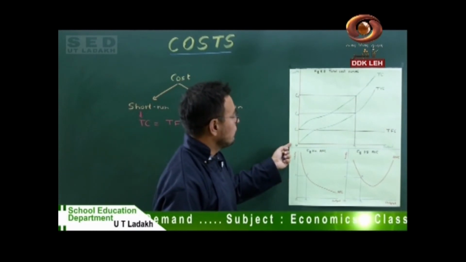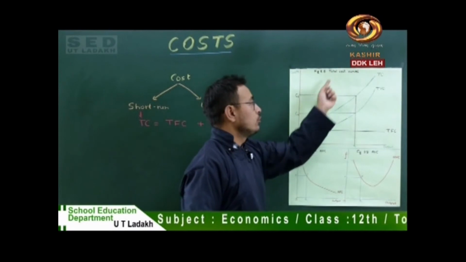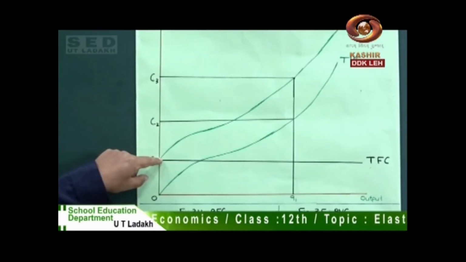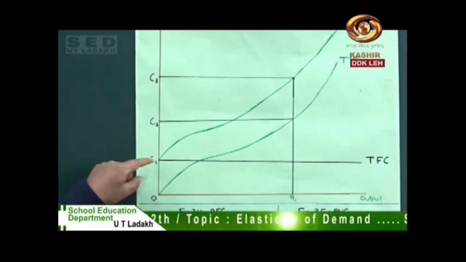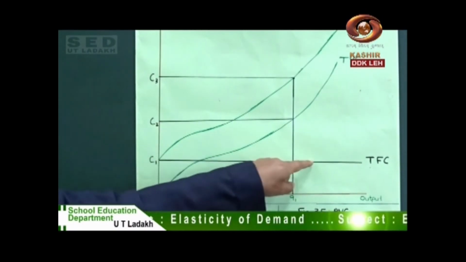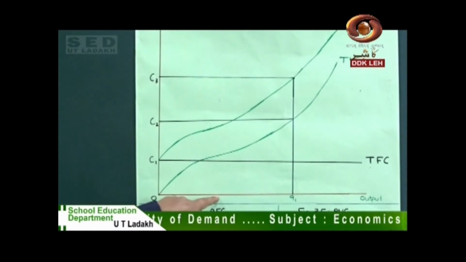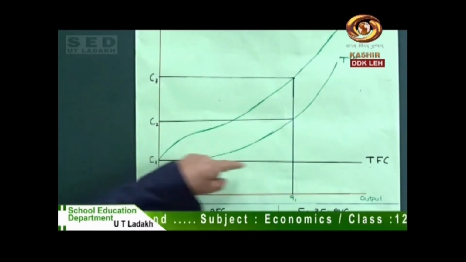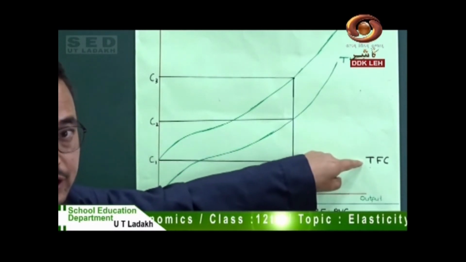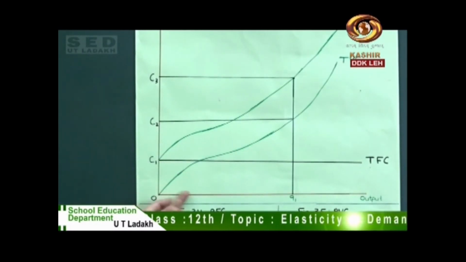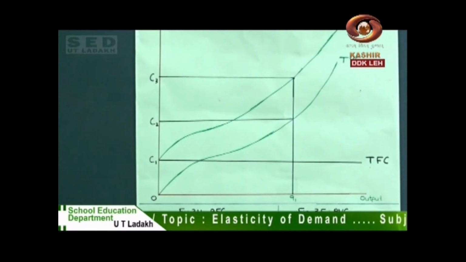This graph shows those total cost curves. First is your total fixed cost. Now again, it's fixed. Even when you have zero output, one output, Q1 output, it will be fixed. So it's completely a straight horizontal line along your x-axis.